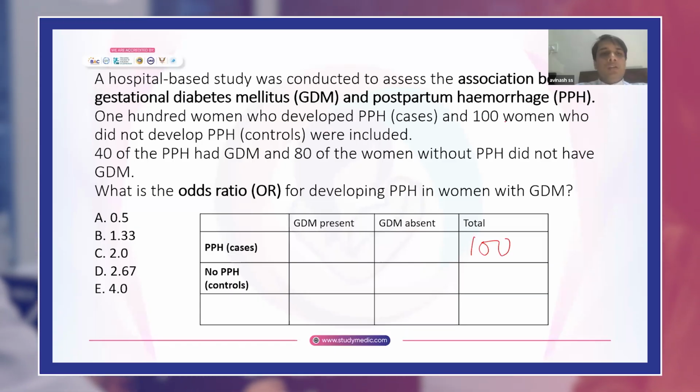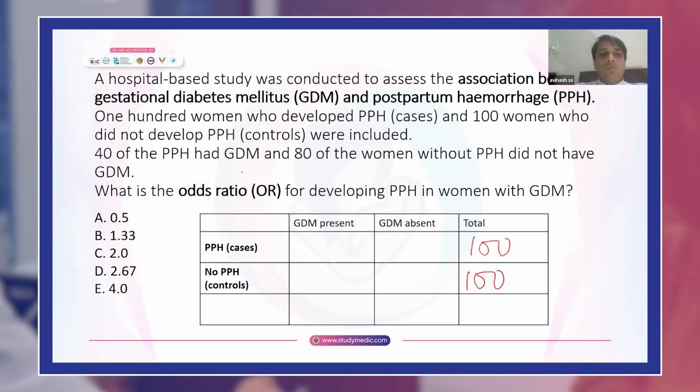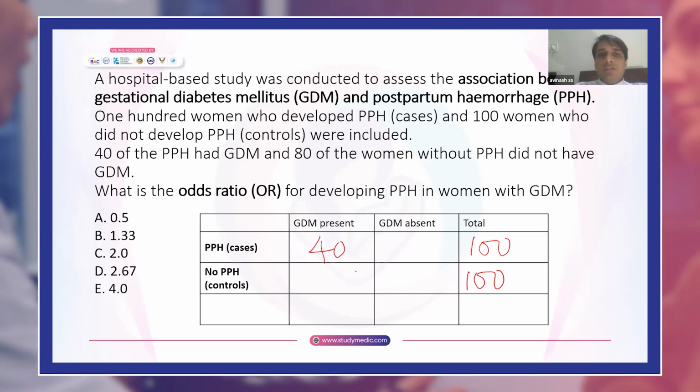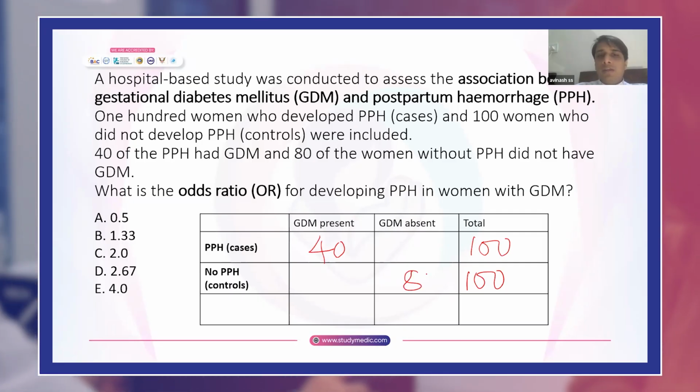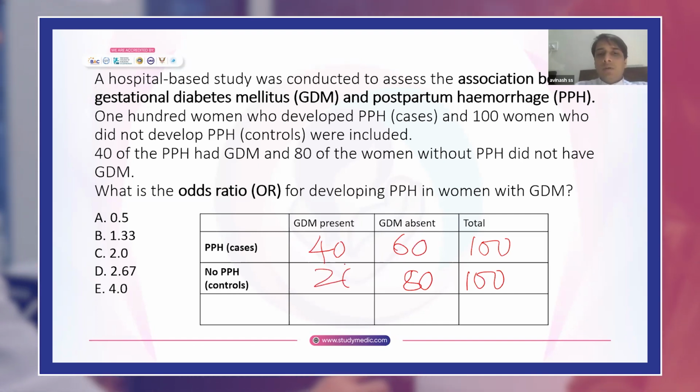So these are the 100 women who developed PPH. Okay. And 100 women who did not develop PPH. 40 of those with PPH had GDM, and 80 of the women without PPH did not have GDM. Okay. So this is how we fill the data. The rest of the data can be filled like this. The remaining is 60 and the remaining is 20 here.